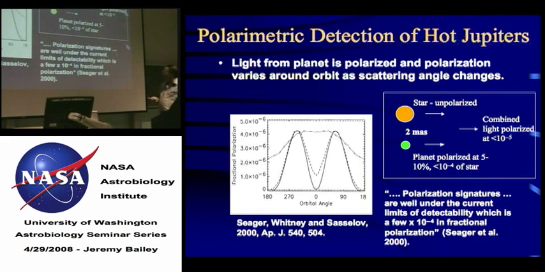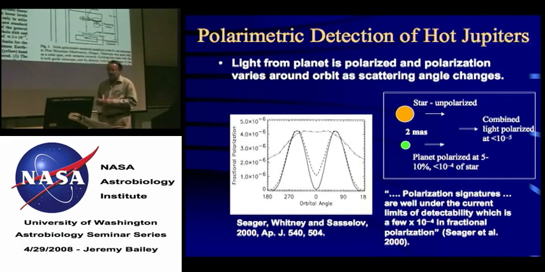And this was actually modeled by Seager, Whitney, and Sasselov in 2000, and they produced the sort of polarization curves you might expect to see from one of these planetary systems. And they concluded that the polarization signatures are well under the current limits of detectability, which are a few times 10 to the minus 4 in fractional polarization.